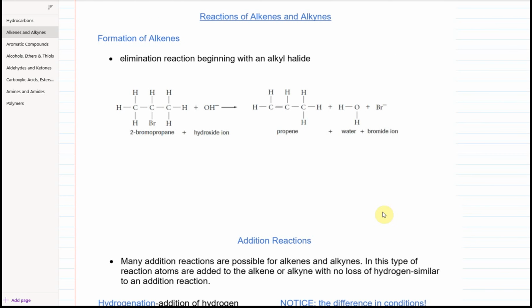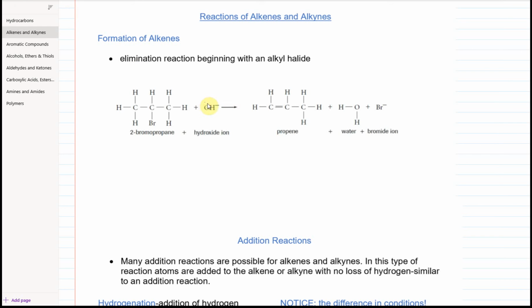Now moving on to reactions of alkenes and alkynes. This reaction we studied already in the formation of alkenes, and it's an elimination reaction with an alkyl halide. So you'll see this from the alkyl halide section. Again, you'll notice here that there's a Br. The Br group leaves, and on either side, a double bond potentially could be formed, and water is formed also. And I think we went through how this actually happens.